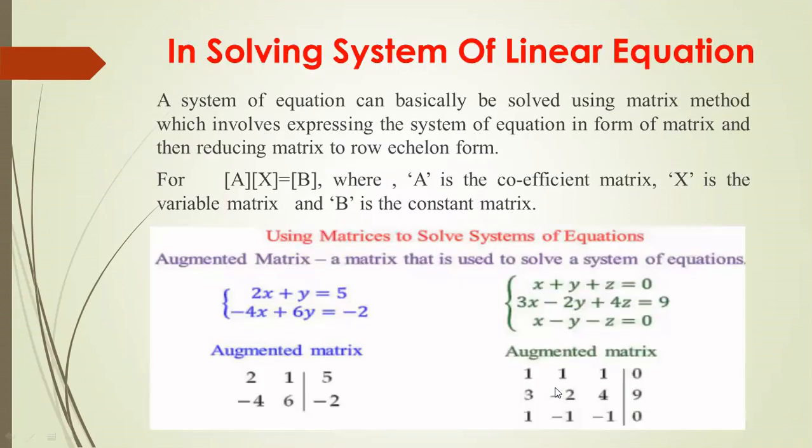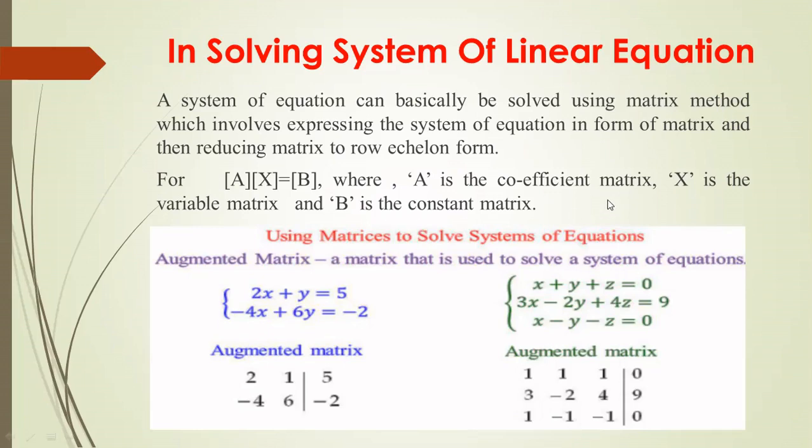The matrix is used for solving a system of linear equations. The system of equations can be solved using the matrix method, which involves expressing the system of equations in the form of a matrix and reducing the matrix to row echelon form. For this, AX = B, where A is the coefficient matrix, X is the variable matrix, and B is the constant matrix.